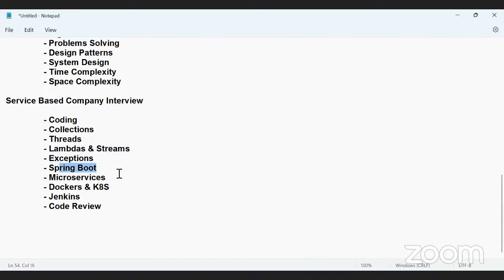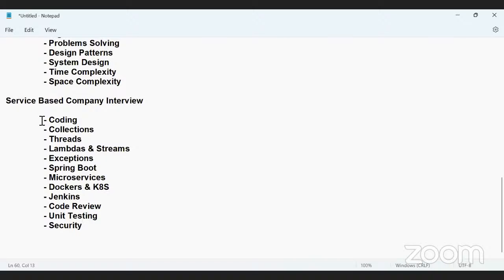What is Spring Boot? Spring Boot questions, microservices architecture questions, right? Docker, why Docker, why Kubernetes, how you are deploying the application using Jenkins, and how you will do code review, unit testing related, logging related, security related. How you secured your application, security they are going to ask you.